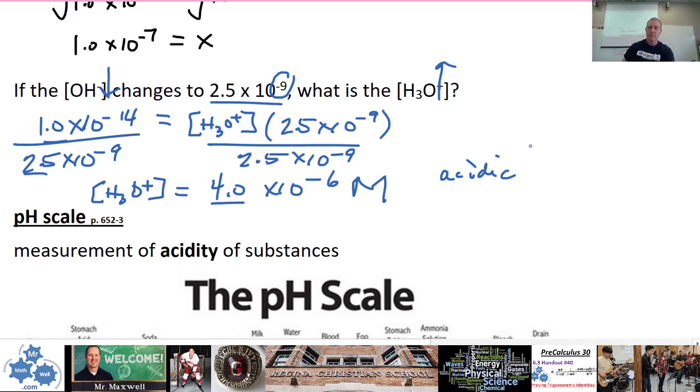And that leads us to the pH scale, which we're going to study next. So let's talk about the pH scale in this lesson. If you're in your Glencoe Chemistry, Matter and Change, you can turn to pages 652 and 653, that's where we're going to talk about the pH scale.